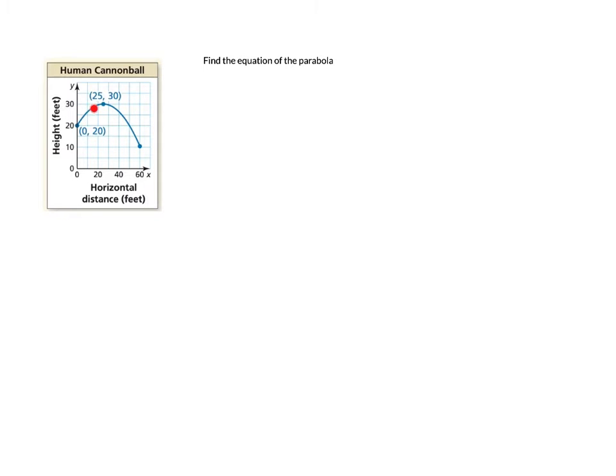In this case, this is the human cannonball graph, which shows you the height of the person being launched at the very beginning. So when their x value is 0, they start at 20 feet high. They get launched. They reach a maximum, also their vertex, of 25 feet in the x direction, 30 feet high in the y direction, and then they start to descend till they land at 10 feet high, which I assume would be the net, and they're 60 feet away. So we have three data points that we can use, and one in particular that's very important is this vertex.